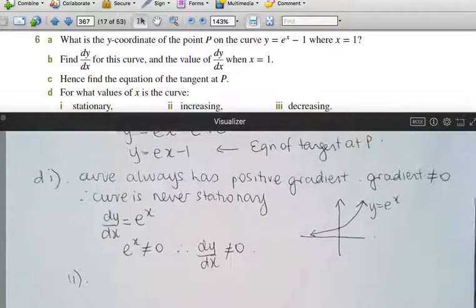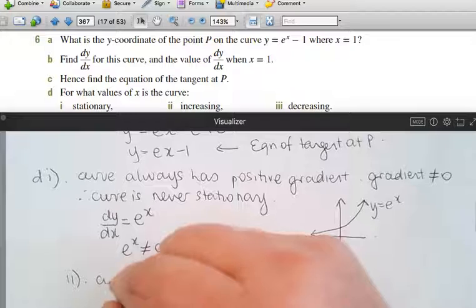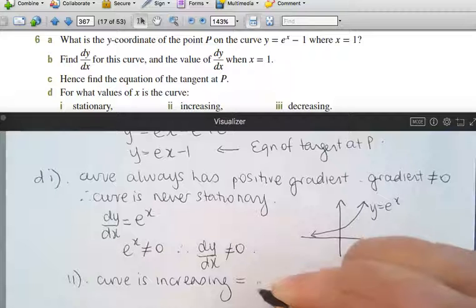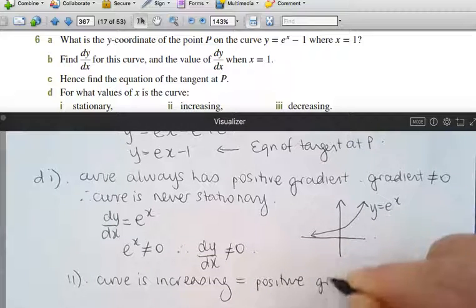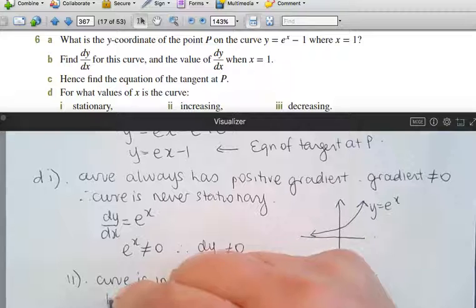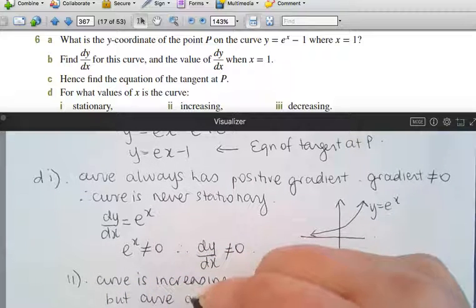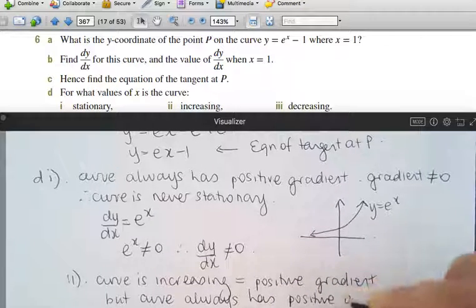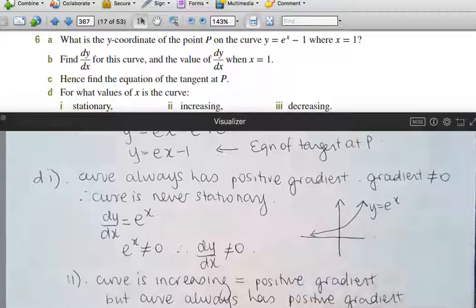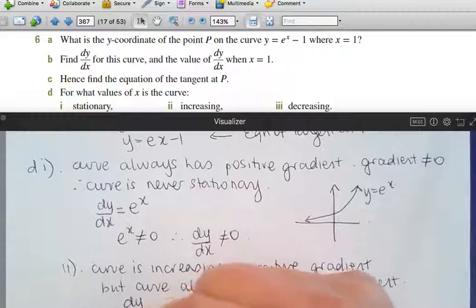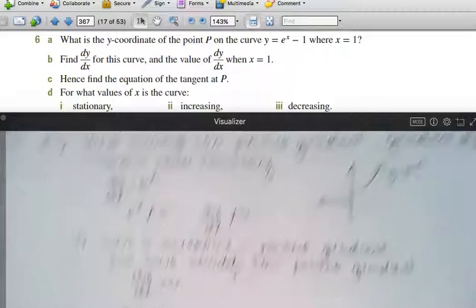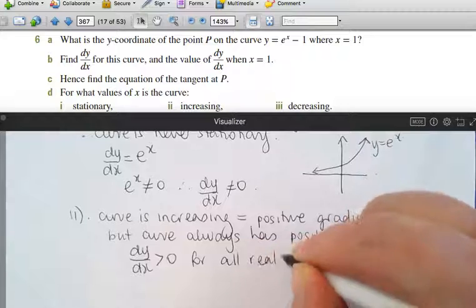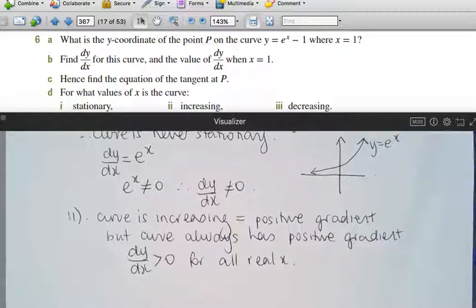For what values of x is the curve increasing? Curve increasing means it's got a positive gradient. Doesn't it always have a positive gradient? So you want to say it's increasing. In other words, dy dx is greater than 0. That's what increasing means, that the gradient is positive for all real x. It's always increasing.